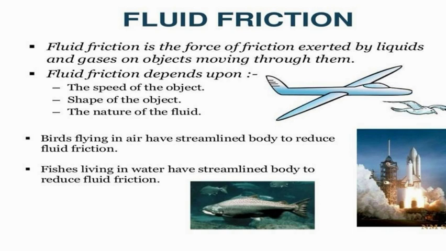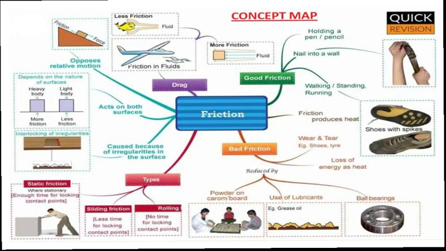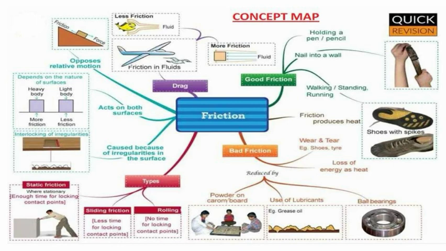Some disadvantages are the speed of an object reduces as fluid friction also opposes the motion of an object. The energy of the object is lost in overcoming the friction of the fluid when moving through a fluid. This reduces their efficiency. Now, this is a concept map of the complete chapter in which a brief summary of what we have learned is shown.